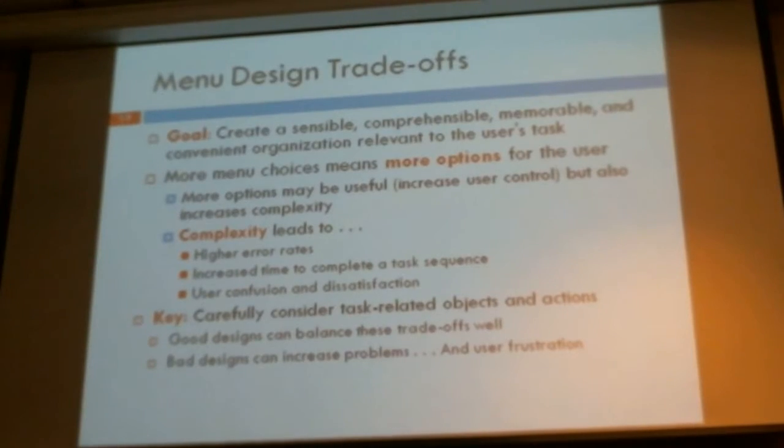So some trade-offs in design. The goal is to create a sensible, comprehensible, memorable, and conveniently organized menu relevant to the user's task. Why is that hard? Wendy? Because sometimes you can't have all of them in one menu.